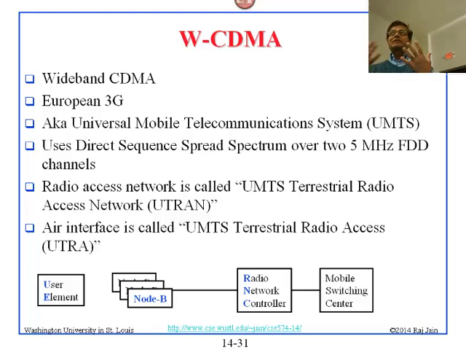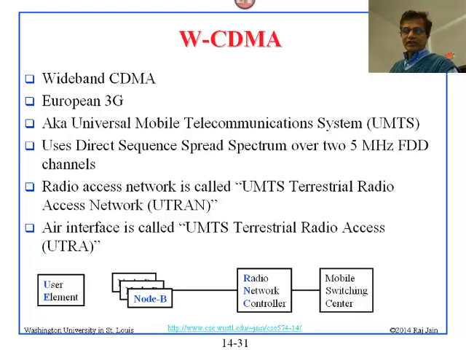And everybody remembers what is direct sequence. There are several methods of CDMA we talked about. There is direct sequence and there is frequency hopping. So this is direct sequence. And the radio network is now called UMTS Terrestrial Radio Access Network, UTRAN.